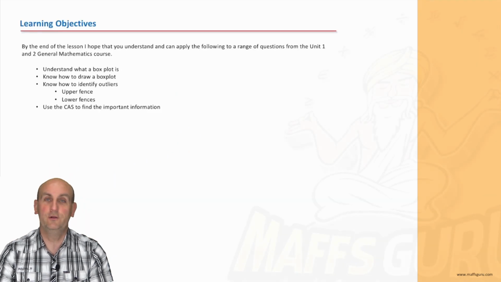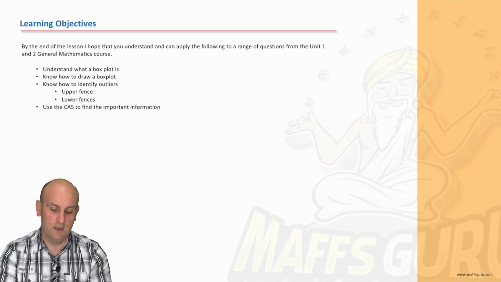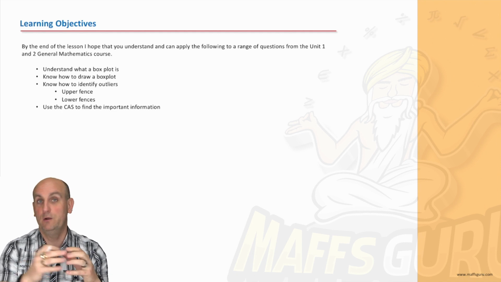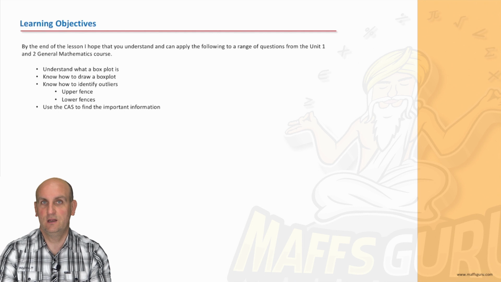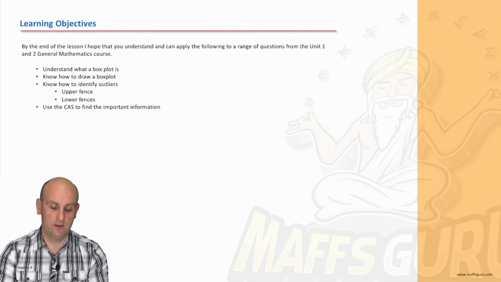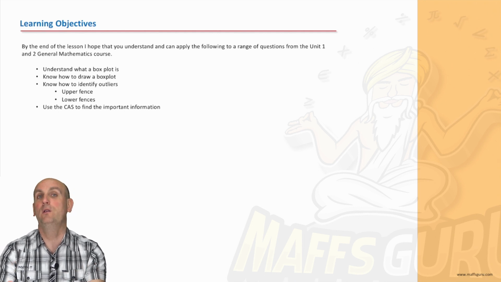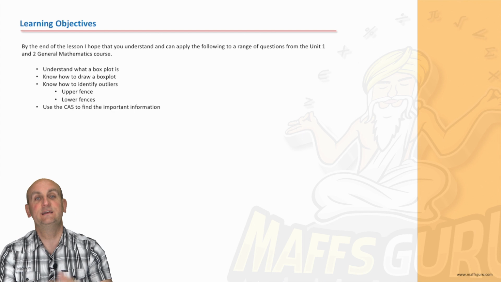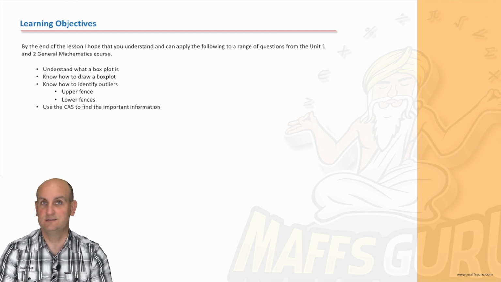All right, so what are we going to do this day? Learning objectives. We're going to look at what a box plot is, how to draw a box plot, because you're going to have to do that in both this course and further maths if you're going to go on to that, or any statistical work that you're going to do. Know how to identify outliers. Have you met an outlier before? By using upper fences and lower fences, and then using the CAS.